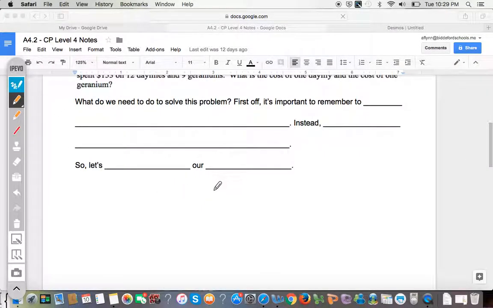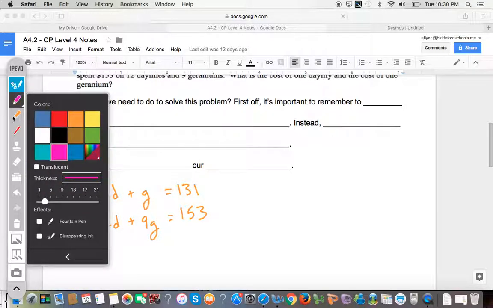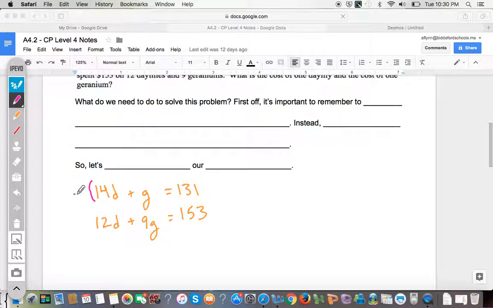So I have 131 equals 14D plus G, and 153 equals 12D plus 9G. Okay, so again, we could use one of our 4 methods. I will solve this using elimination. So by looking at my variables D and G, looks like I can scale this top equation, Dan's equation, by -9, and my G's will cancel. So I'll do that. So I'll multiply this by -9.